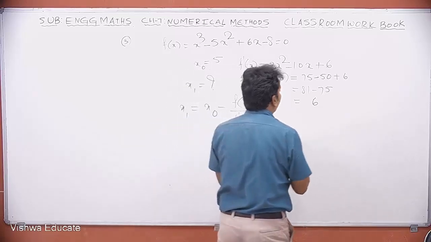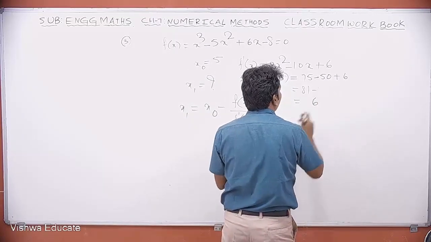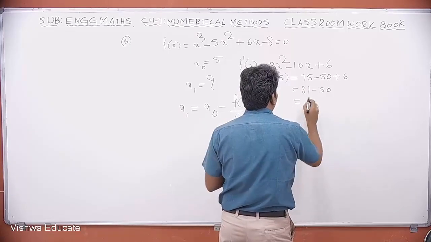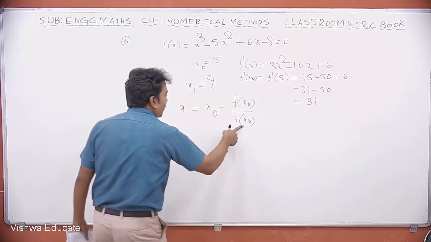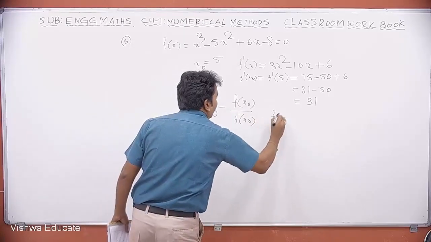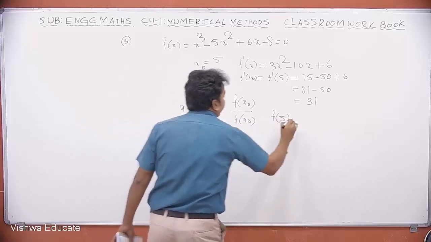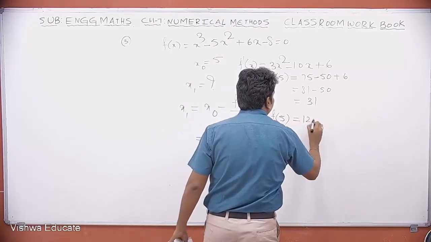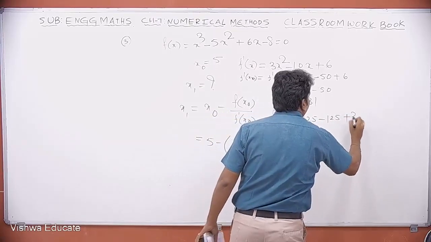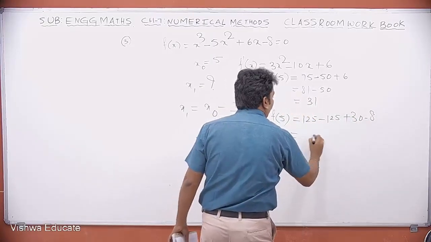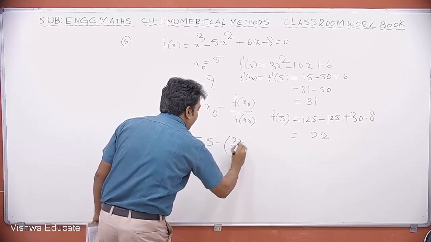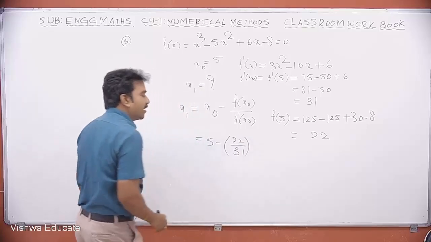So 75 minus 50 is 25, 31. So therefore f dash of 5 is 31, this value. So this is 5 minus, let us calculate f of 5 also, that is f of x. So 5 cube is 125 minus 5 square into 5, 125, plus 6 5s are 30, minus 8. So this is 22. So therefore this is 5 minus 22 divided by 31.